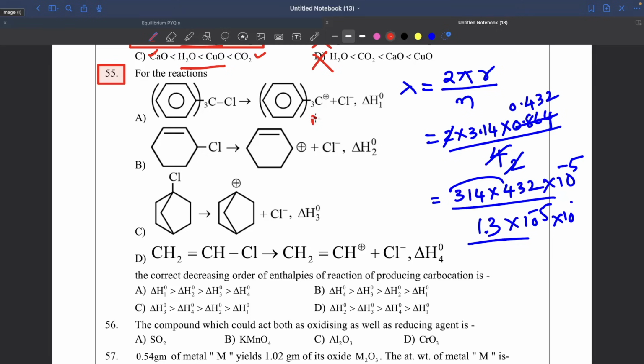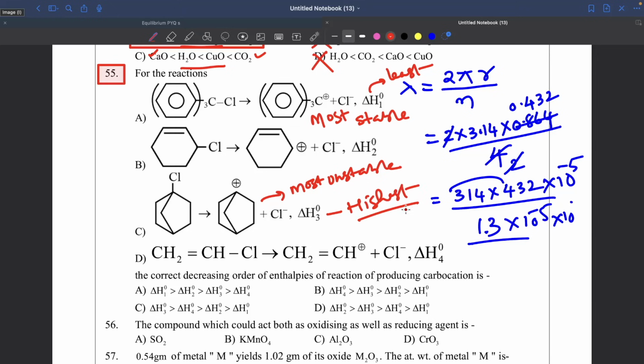This is the most stable, therefore, delta H1 is the least. The most unstable is this, the most unstable is bridgehead carbon. So, this value will be the highest value. Let us see the options if they help us. So, H1 should be the least.